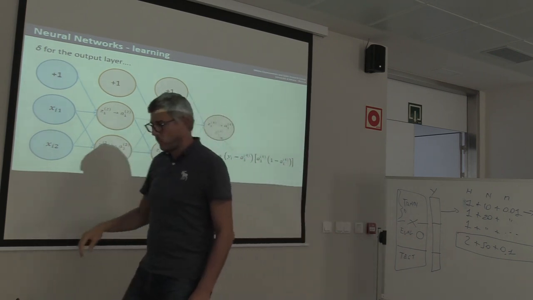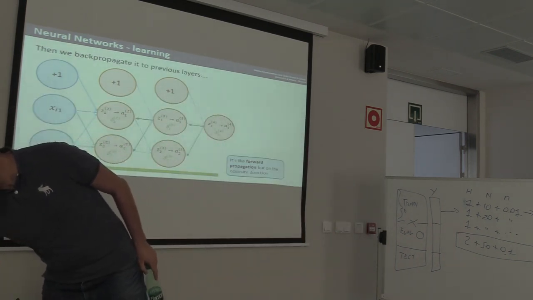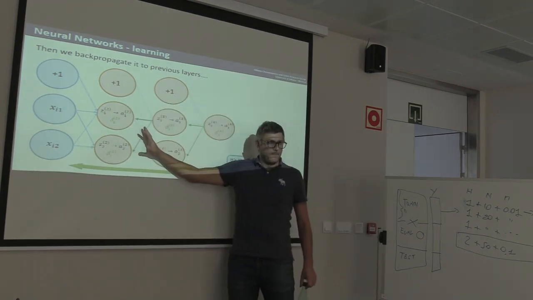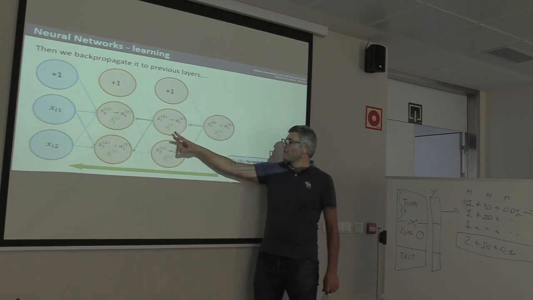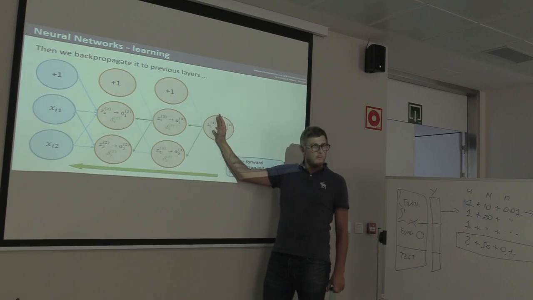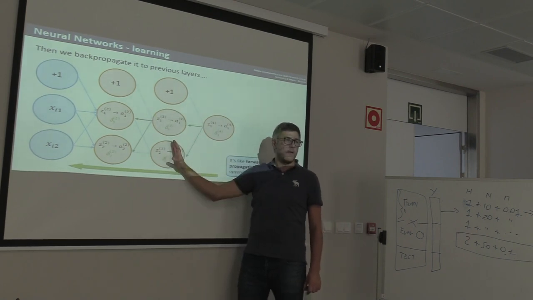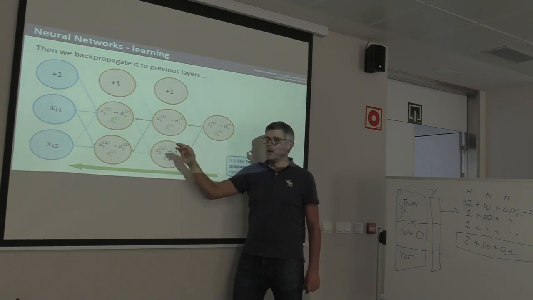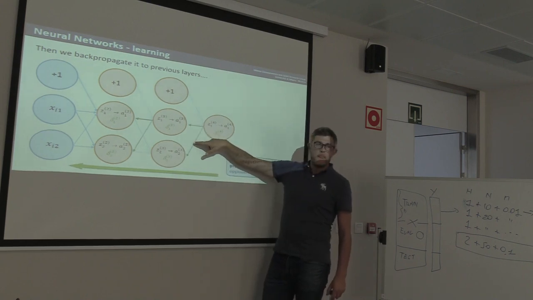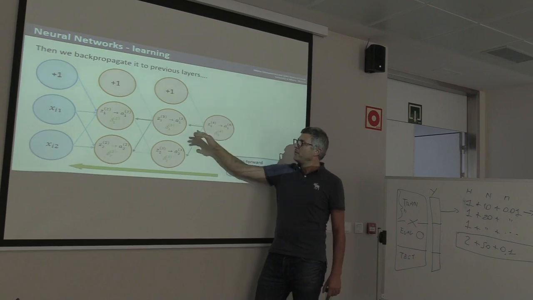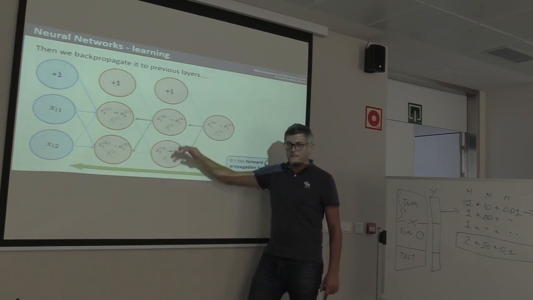Then we go back. If you remember, we get this from the output layer. We get the delta terms for this second hidden layer, so the previous layer, using the weights here, this delta term, and the derivative of the activation functions here.